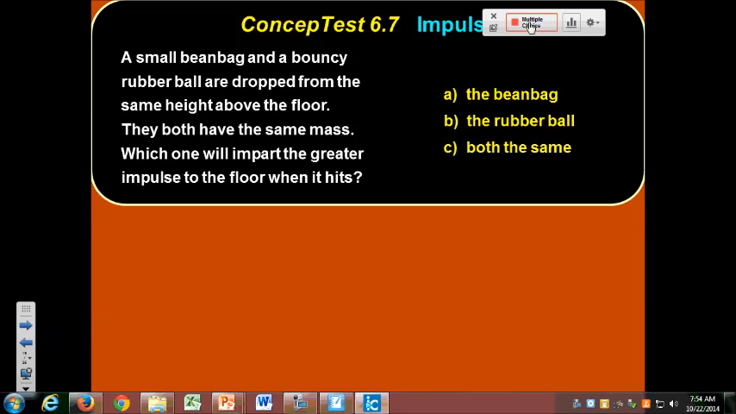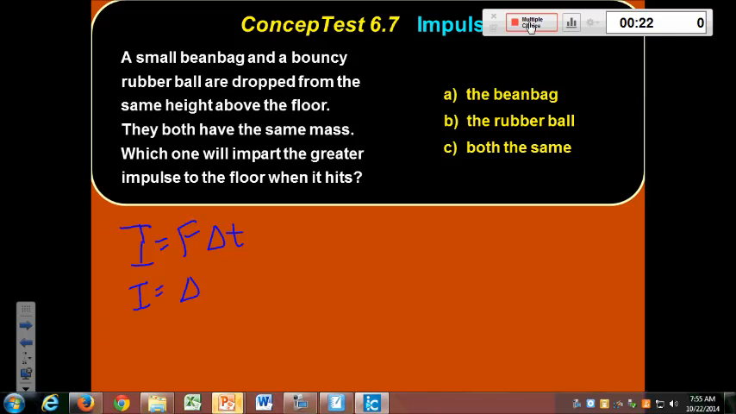A small beanbag and a bouncy rubber ball are dropped from the same height above the floor. They have the same mass. Which one will impart the greater impulse to the floor when it hits? I remember that impulse. We defined this early on. Impulse is equal to force times the change in time. But we also know that the impulse is equal to my change in momentum. So which one will see the larger change in momentum? Or which one will impart the greater force, the greater product of force and change in time?